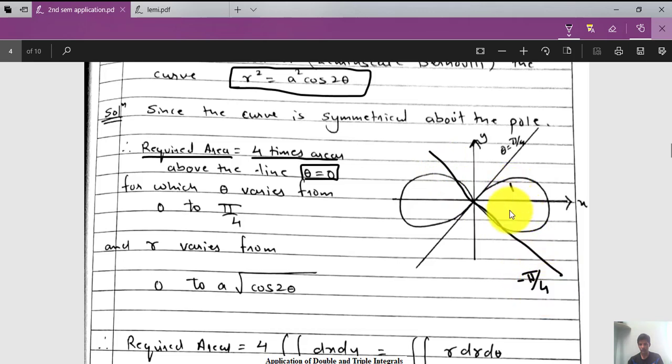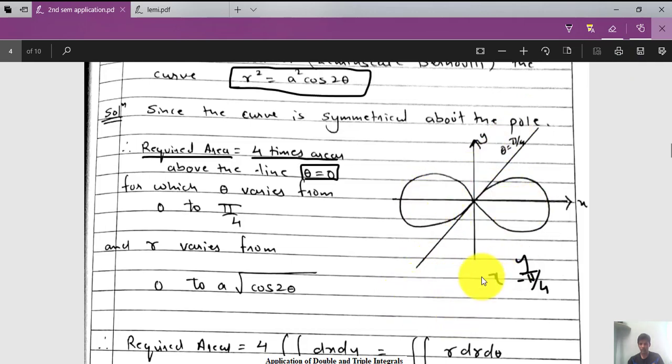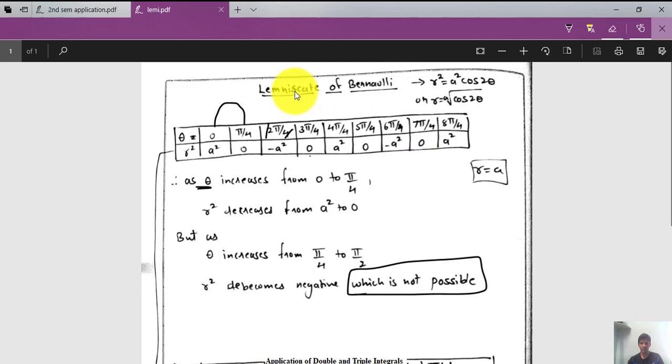So total how many loops? 1, 2, 3, 4. Since it is symmetric about the pole, I can take only this particular loop, evaluate it, and then multiply it by 4 into my double integral of one particular loop, that is dx and dy. So this area I will take only with respect to one part of the loop. As I said in my previous lectures also, this was all about the Lemniscate of Bernoulli.